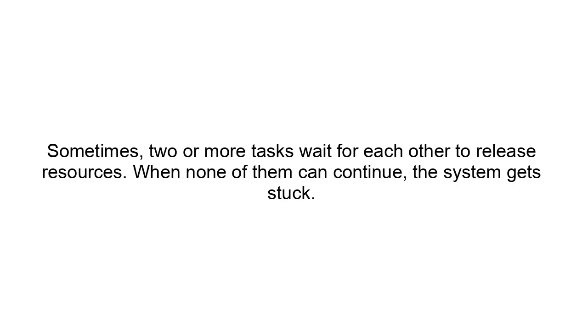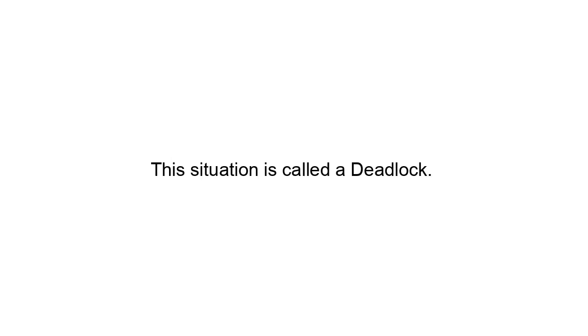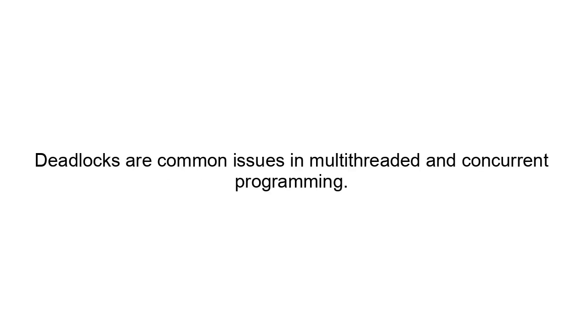These tasks may need to share resources such as files, memory, databases, and network connections. Sometimes, two or more tasks wait for each other to release resources. When none of them can continue, the system gets stuck. This situation is called a deadlock. Deadlocks are common issues in multithreaded and concurrent programming.